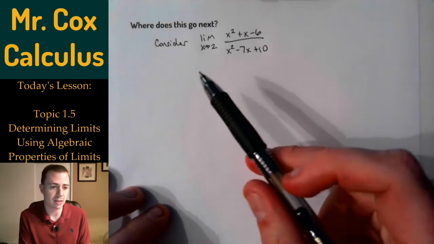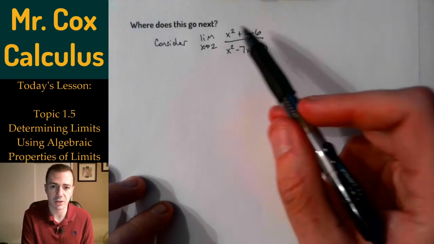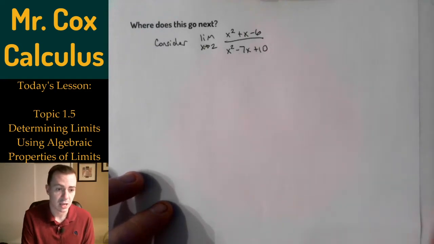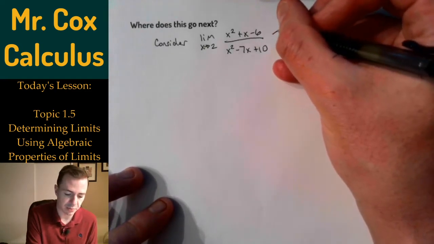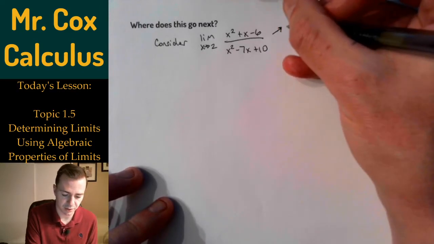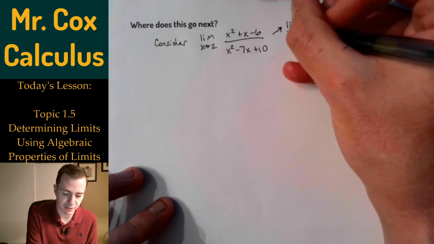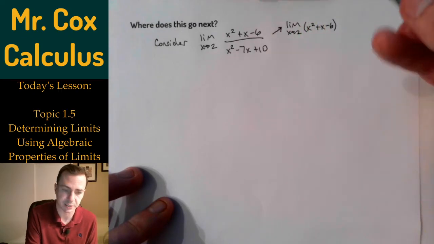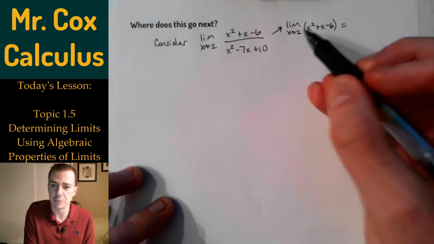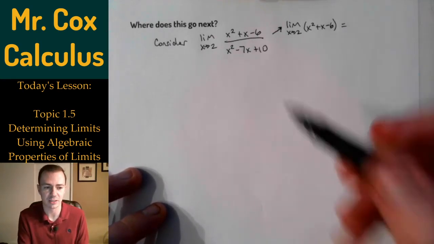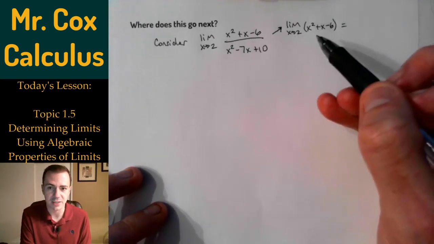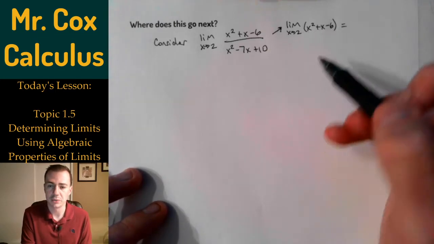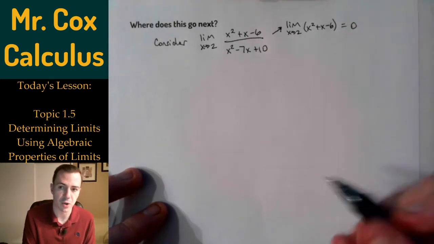Well, what my limit laws say I can do is look at the limit of the numerator and the limit of the denominator, and I can evaluate these from direct substitution. So let's take a look at the limit of the numerator as x approaches 2 of x squared plus x minus 6. If I substitute 2 in, which I learned in this lesson, I can evaluate this limit just by plugging 2 in. 2 squared is 4, plus 2 is 6, minus 6. The limit of the numerator is 0.